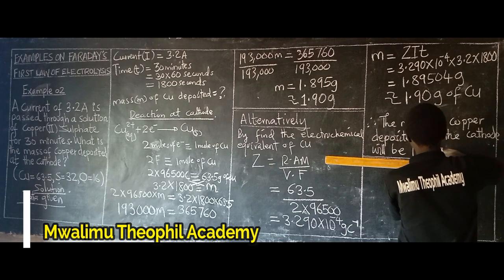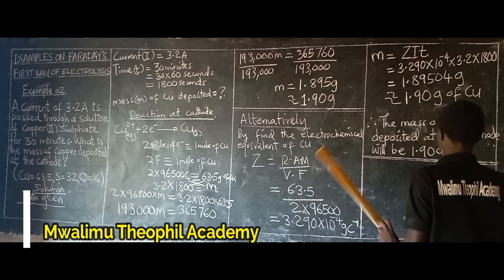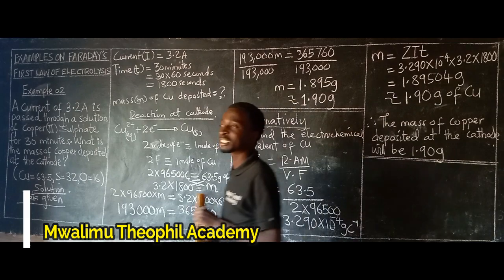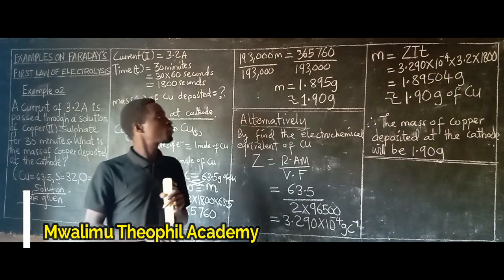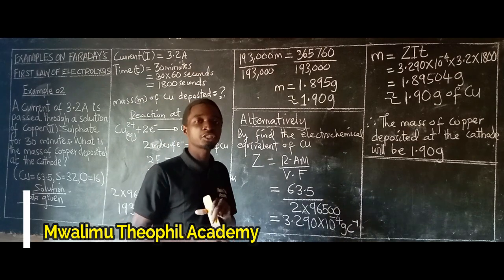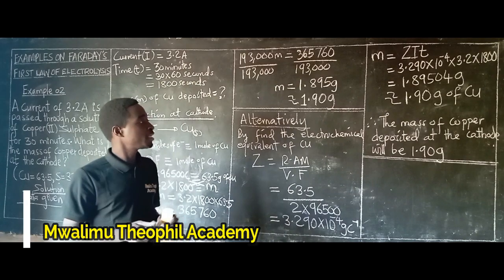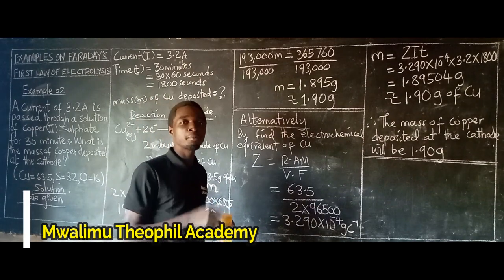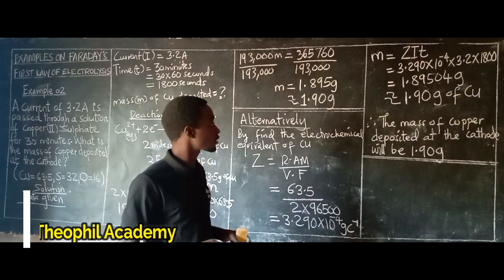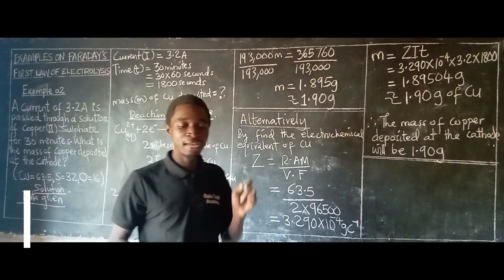I hope you have understood well the two ways of calculating various problems concerning Faraday's first law of electrolysis. One technique is to use a balanced chemical equation, and the second is to use the direct formula from Faraday's first law of electrolysis. Now this was the second example. Let us see a third example.